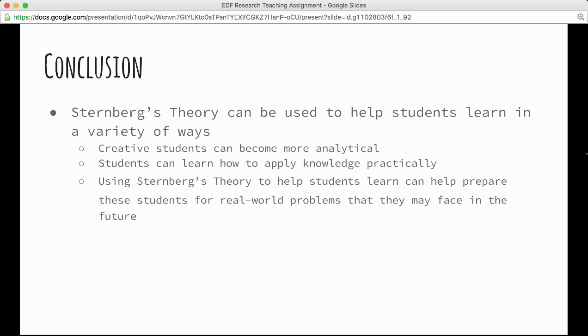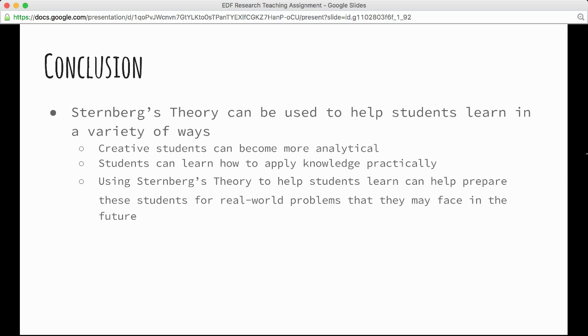In conclusion, Sternberg's triarchic theory can be used to help students learn in a variety of ways. So those students that are already creative, they can become a lot more analytical. They can learn how to apply this knowledge practically, which is a big concern for some students as they're always asking, well, how is this knowledge going to help me once I leave school?